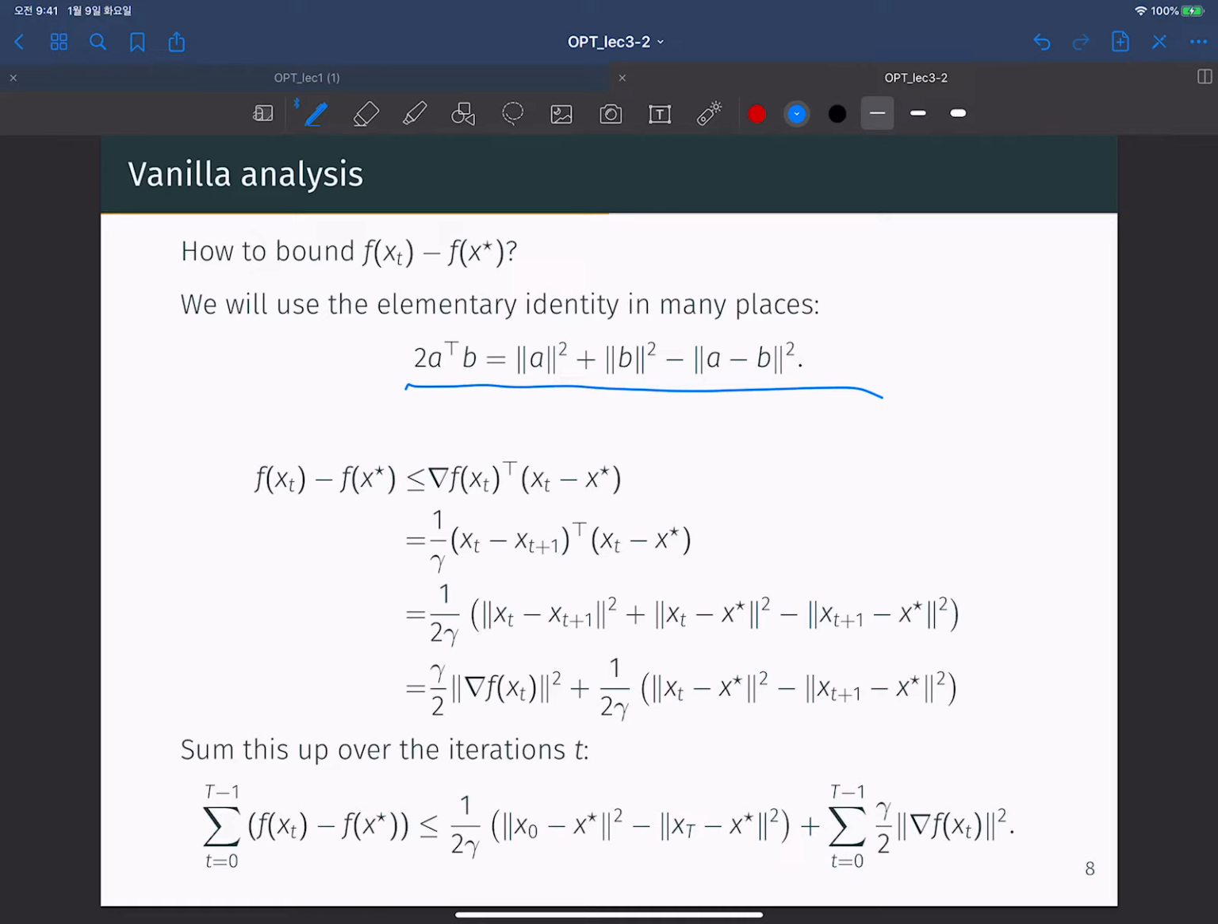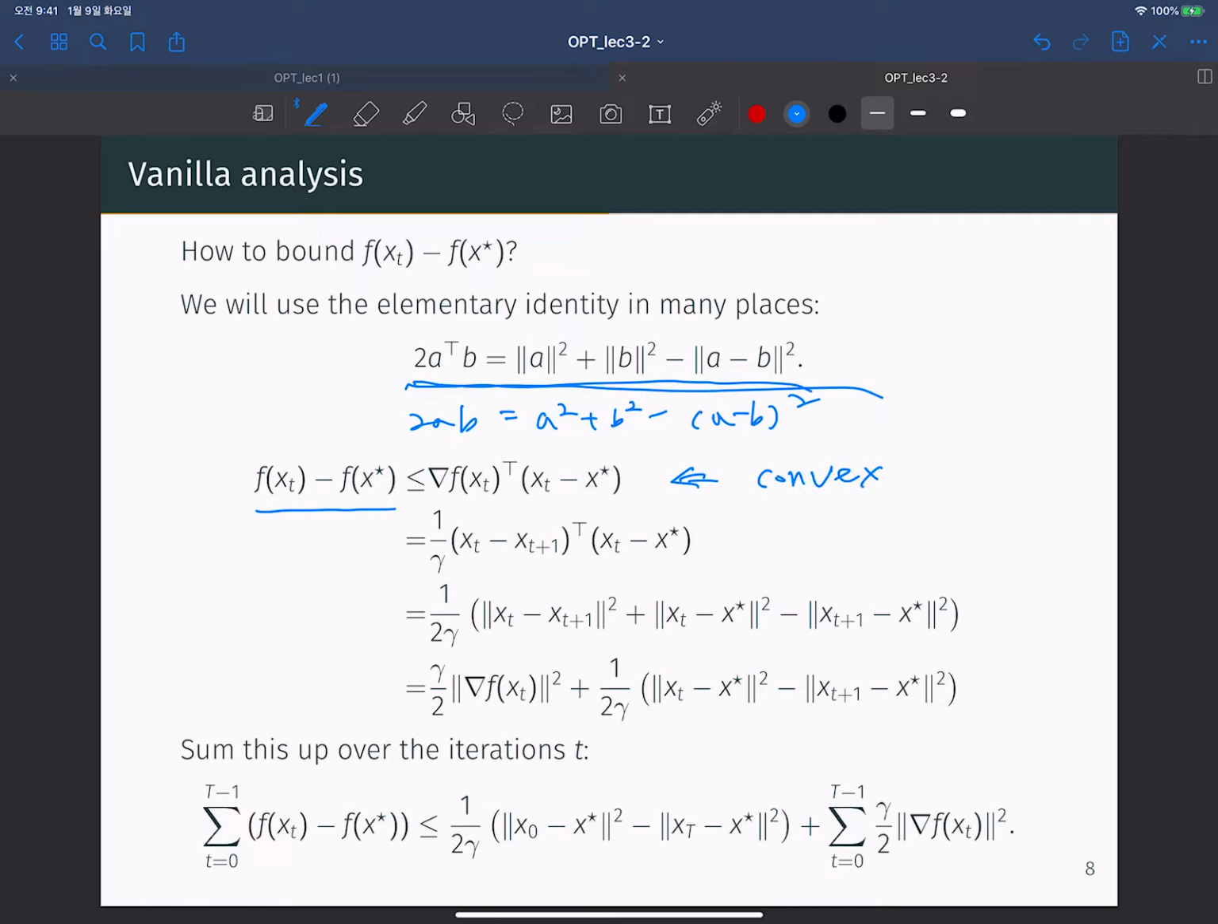For the scalar version, we have 2ab equal to a squared plus b squared minus (a minus b) squared. Okay. I think you can easily derive this equation. Right. So let's analyze f(x_t) minus f(x*) from the convex property.